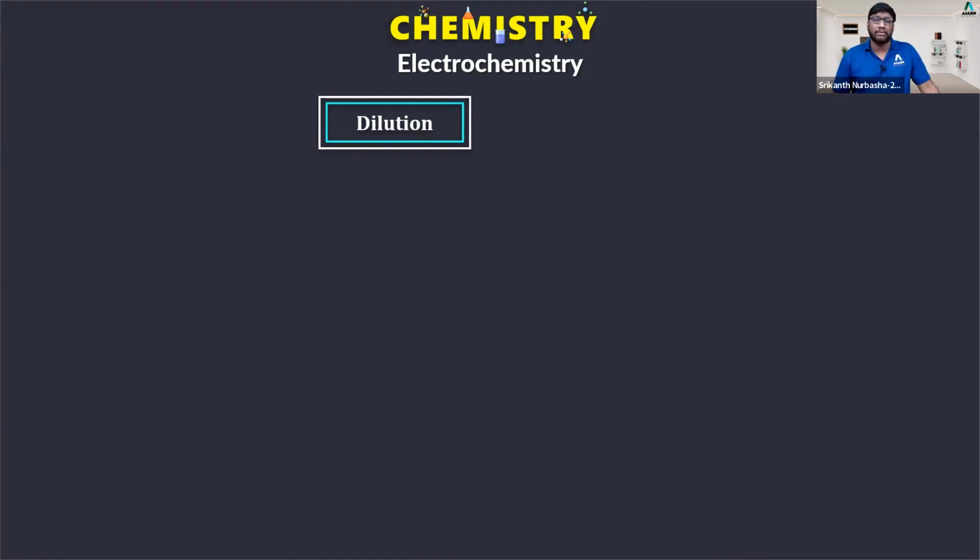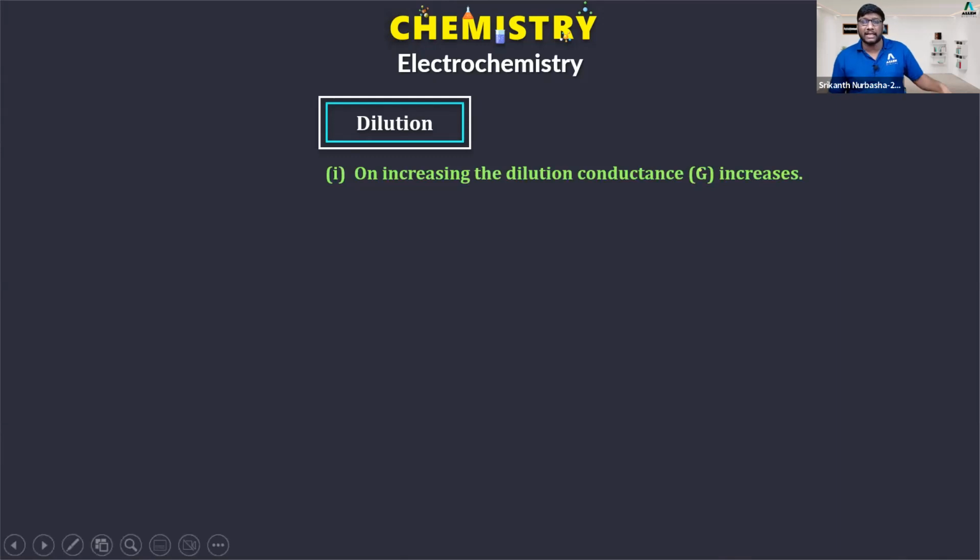Let us now understand first how the conductance will be increasing. On increasing the dilution, conductance increases. We have to analyze this with respect to strong electrolytes as well as weak electrolytes. For a strong electrolyte, what happens upon dilution? Take a strong acid HCl, with H+ and Cl- ions. Now I am adding water.